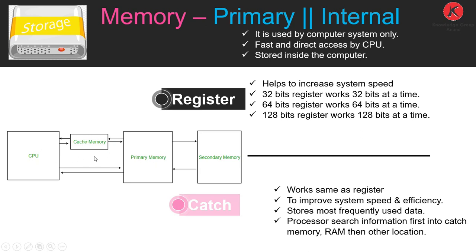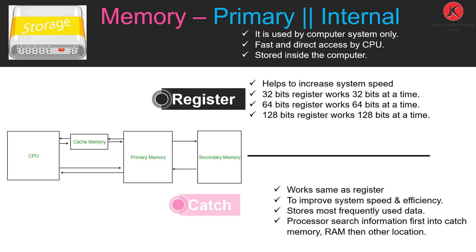The CPU can access the memory directly through the cache memory. The cache memory works the same as a register, to improve your system speed and efficiency. It stores the most frequently used data. The processor searches for information first in the cache memory, then RAM, and then other locations. So if the CPU needs some information directly, it will call the cache memory. If the information is available in the cache memory, then it can retrieve it, but if it is not there, then it searches the RAM, and if it is not available, then it will be called from secondary devices like the hard disk or pen drive.